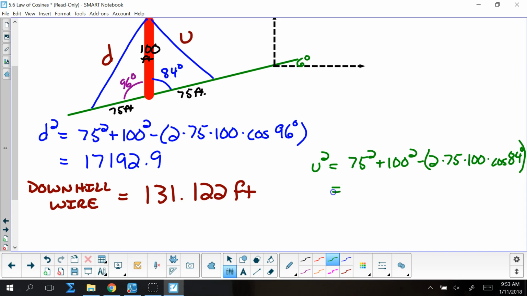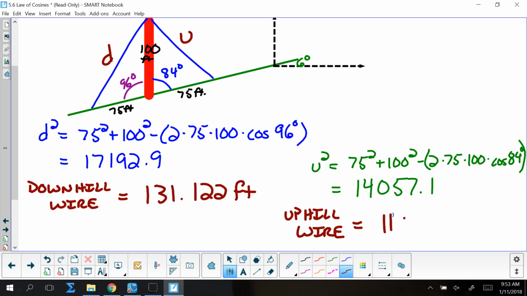So that's going to be 14,057.1. So my uphill wire is going to be 118.563 feet.